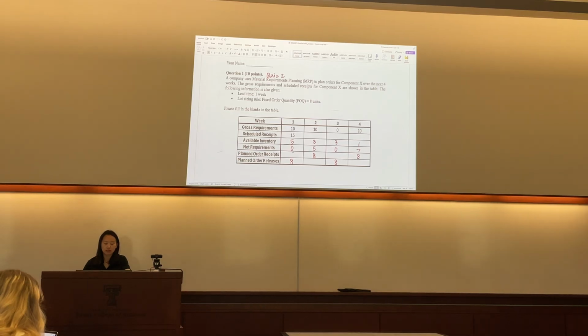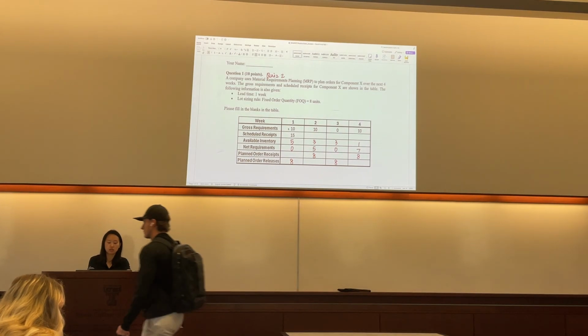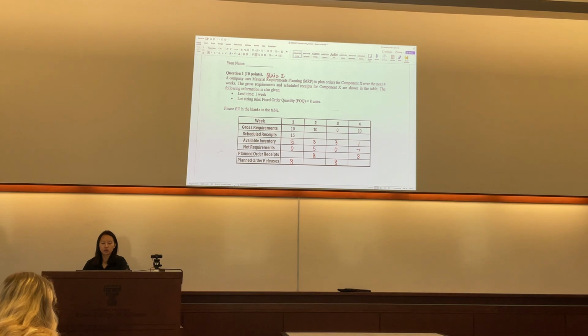to have any net requirement. What we receive can totally cover what we want. Then 0 for net requirement. And available inventory equals the scheduled receipts minus the gross requirement. We use the 10 units. We have 5 units left as the inventory, so we put 5 over here.